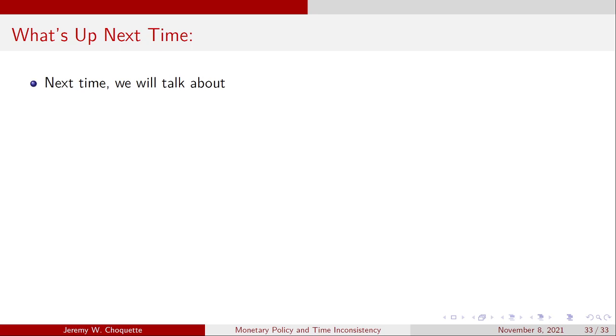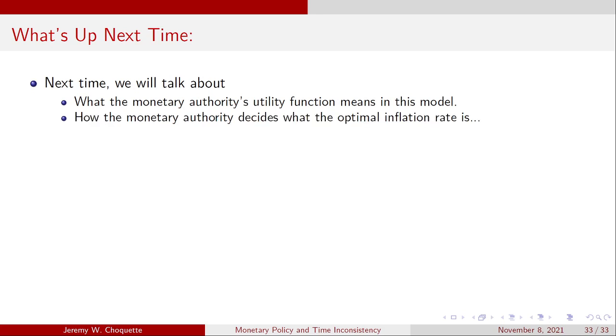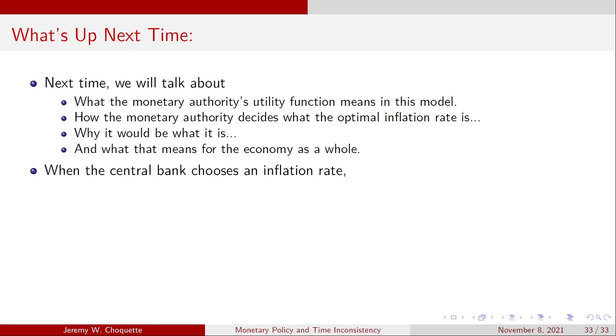Now, that's going to wrap up this talk. This talk's going pretty long, actually. It's one of the longer talks I've made. So next time, we're going to talk about the monetary authority's utility function, what it means in the model, how the monetary authority actually decides what the optimal inflation rate is, why it would be what it is, what that means for the economy as a whole, etc.